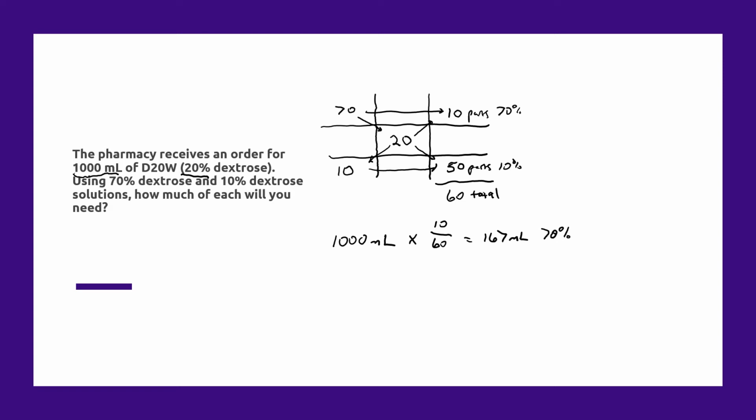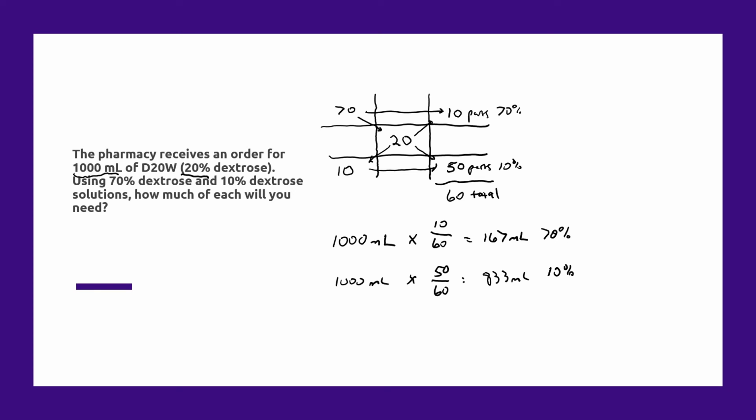Okay, but we also need to know how much of the 10% we need. And we can either do the same exact thing, or we could just take 1,000 milliliters subtracted by the 167, because we know the remainder is going to be 10%. But just to check our work, we'll take 1,000 milliliters and multiply it by the fraction of 10%, which is going to be 50 parts out of the 60 parts. And that number, 1,000 times 50 divided by 60, is 833 milliliters of 10%.